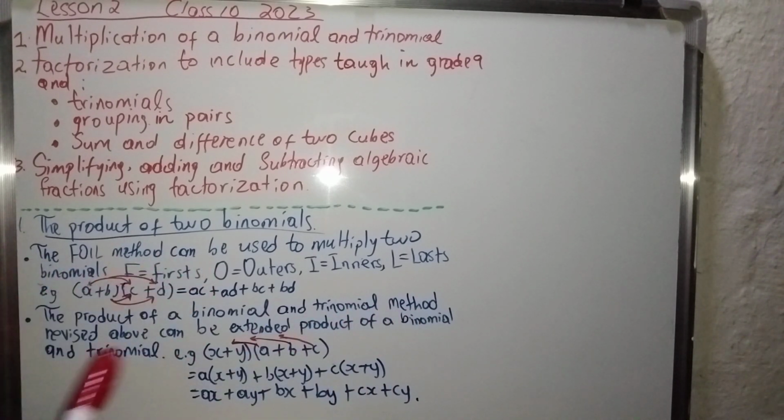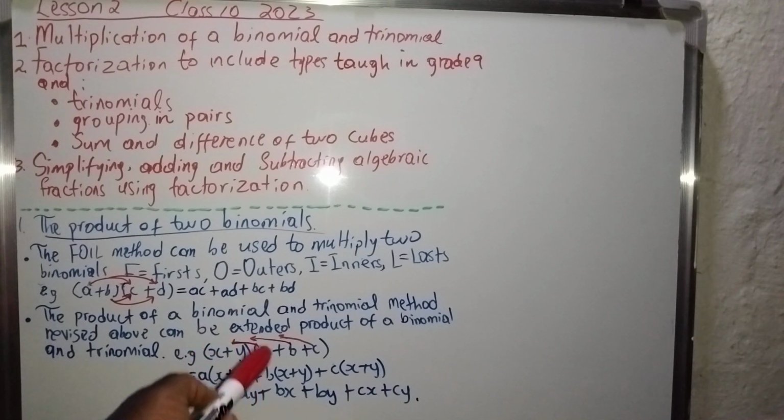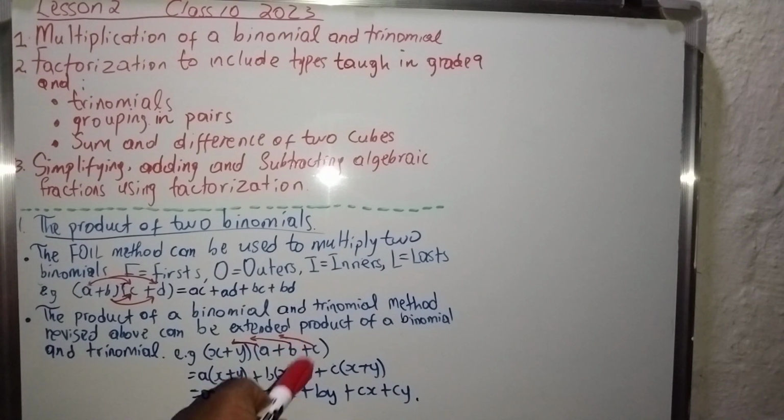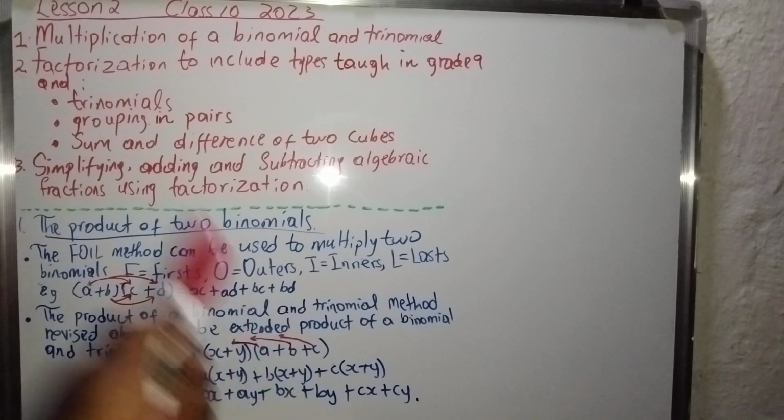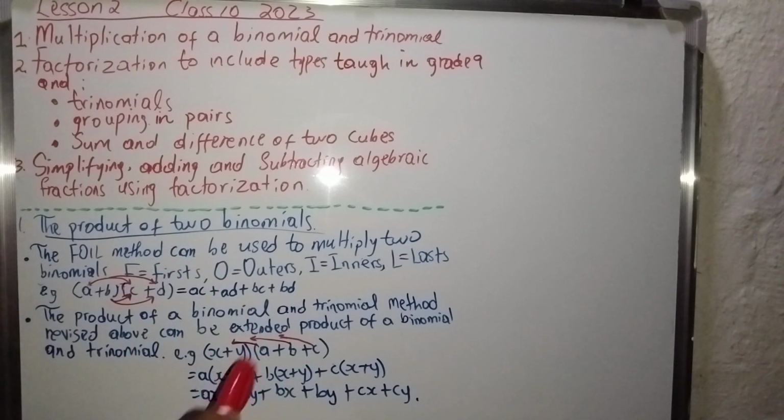And then the last one, the product of a binomial and a trinomial. The method revised above can be extended to the product of a binomial and a trinomial. So for example, let's say we have (x plus y) into (a plus b plus c). So we just extended the brackets. Now how many terms are we having? We're having 3 terms there.